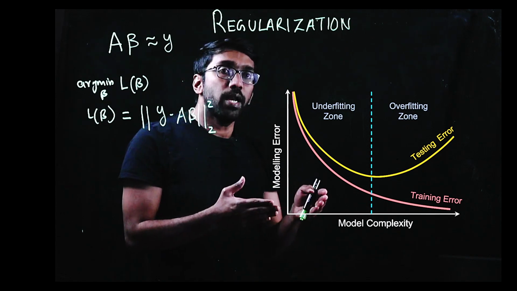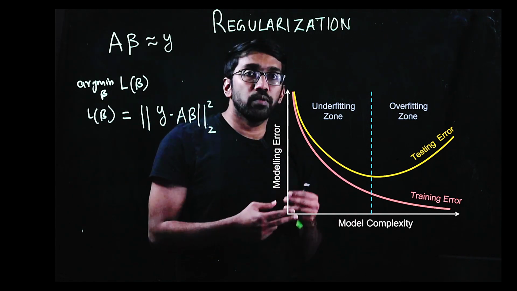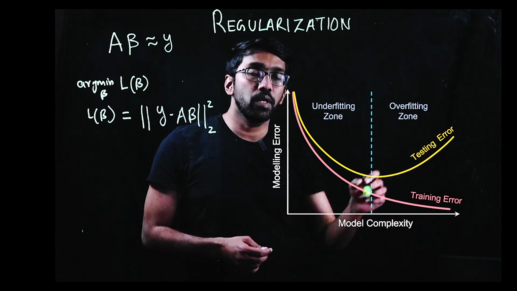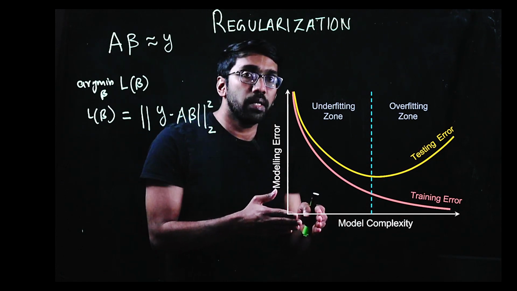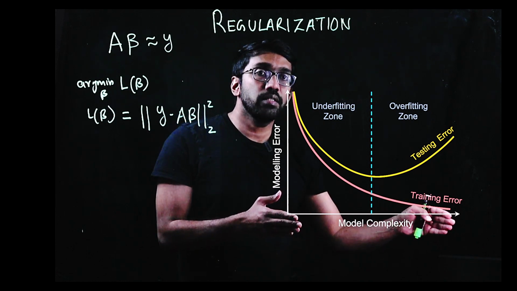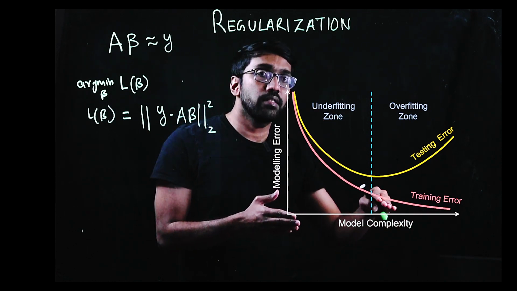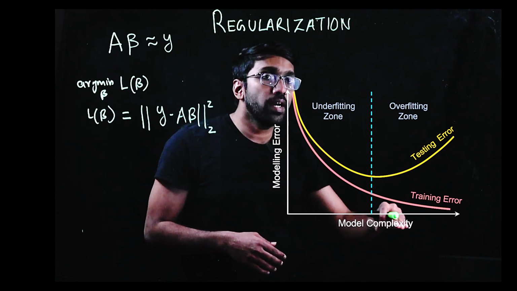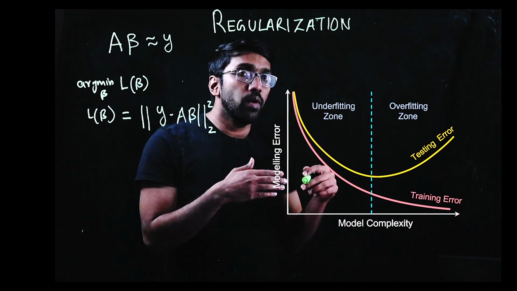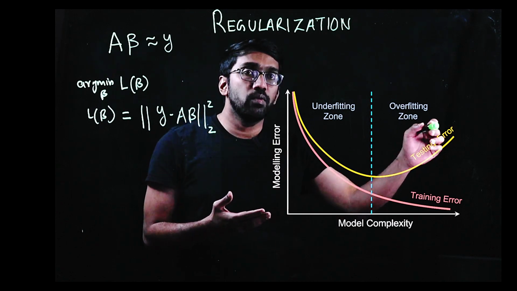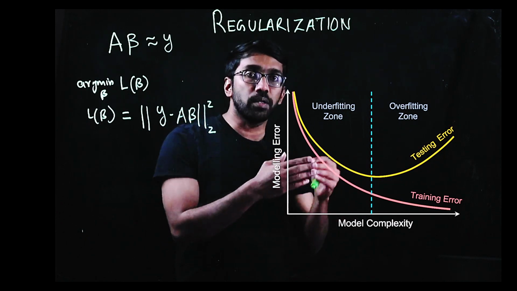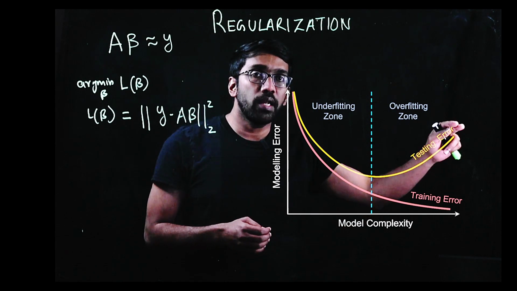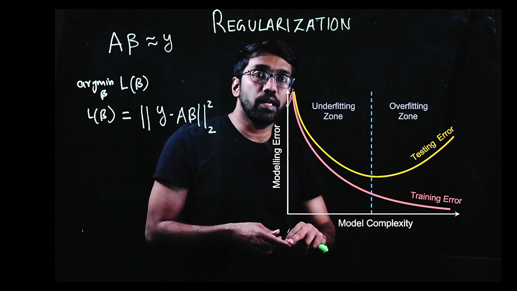Now let us try to understand the relationship between model complexity and modeling error. When we evaluate the model complexity, we look at two types of errors: one is the training error and the other is the testing error. As the model becomes complex, you can see that the training error gets lower and lower. This is because the model is getting better and better at capturing the trend in the training data. But when a new data set, like a testing data set, which the model has never seen, comes into the picture, the testing error first decreases, and then after a particular point it increases.